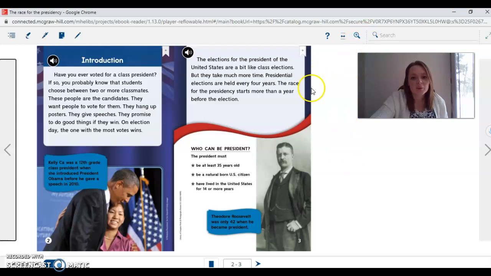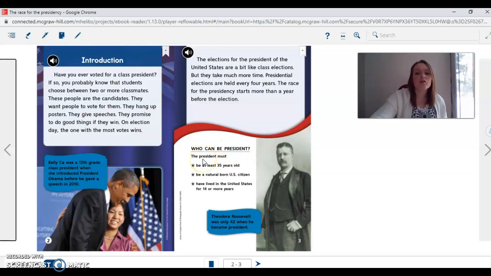The elections for the presidents of the United States are a bit like class elections, but they take much more time. Presidential elections are held every 4 years. The race for the presidency starts more than a year before the election. Kelly Kaw was a 12th grade class president when she introduced President Obama before he gave a speech in 2010.